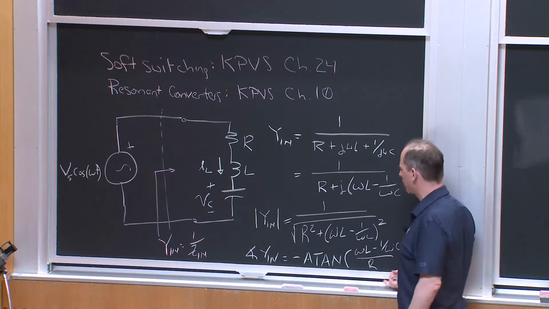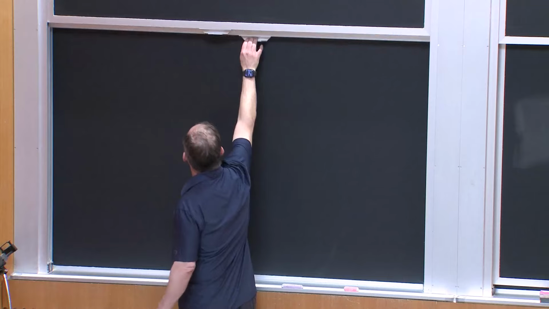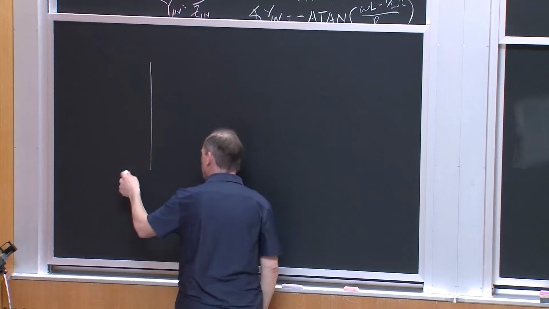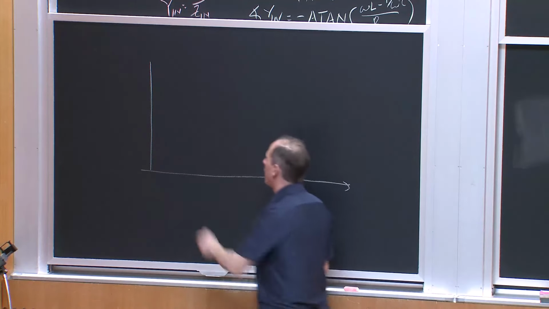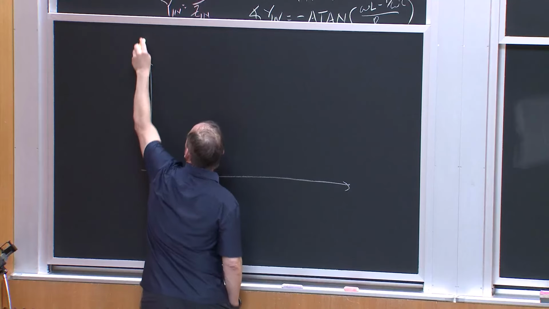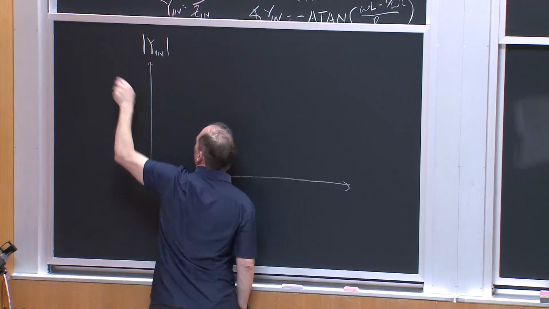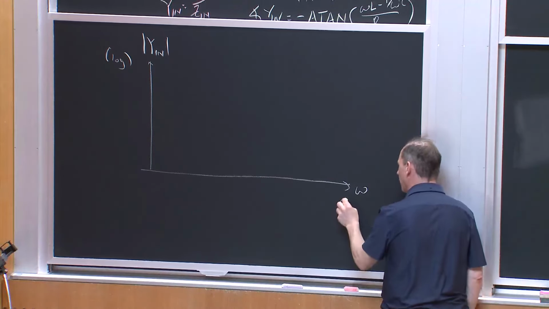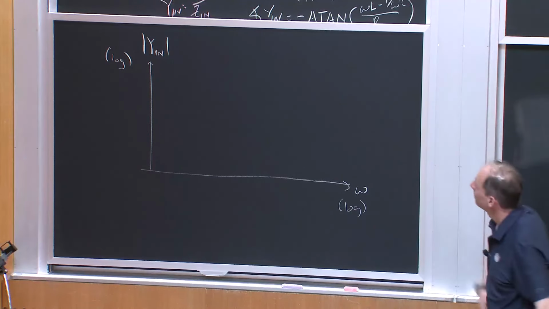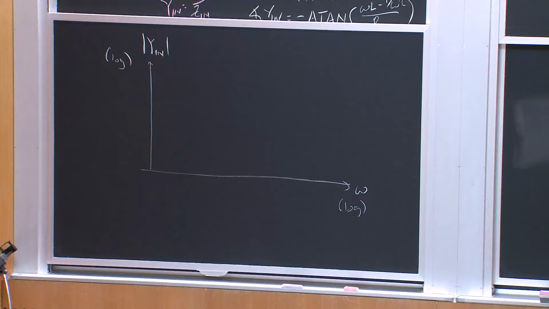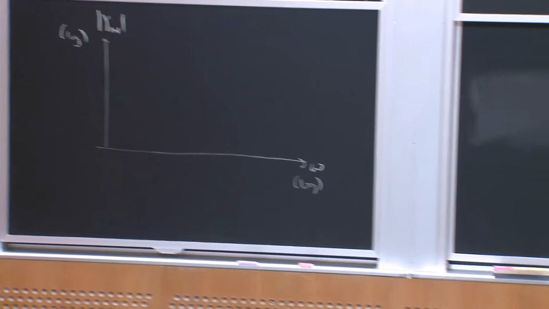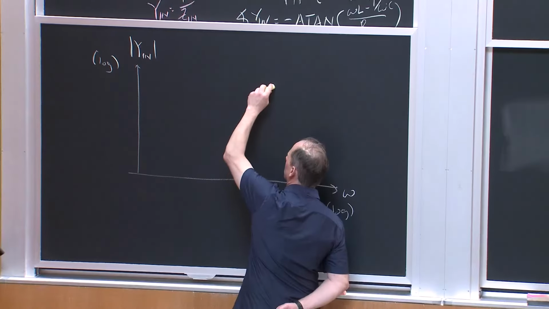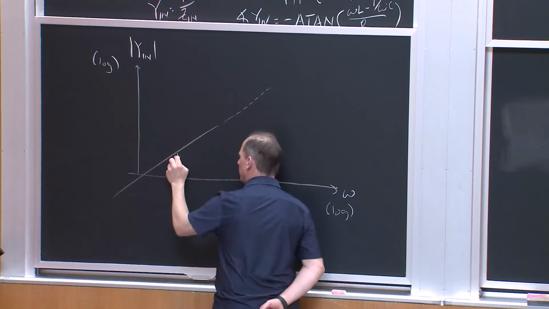At a value of s equals j omega, what does that look like in the frequency domain? Well, if I thought about this network, I could plot, let's just think about the amplitude. I could think of the magnitude of Y in, and I'm going to plot this on a log scale versus angular frequency. Again, I'll plot it on a log scale. At really low frequencies, the capacitor dominates the impedance. It is the lowest admittance, right? So at really low frequencies, I might have an asymptote that goes as omega C.